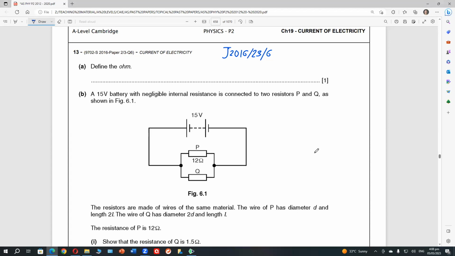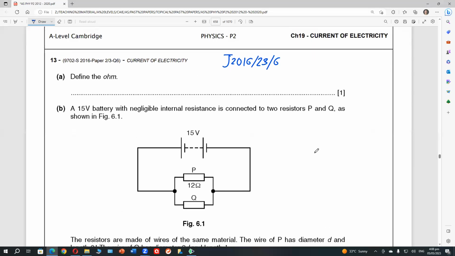This is electricity, one of the most important topics like kinematics, like dynamics, like nuclear physics. This is an every year chapter. So I'm coming back to that. Define the ohm, and you know the definition comes from the formula R is equal to V upon I.